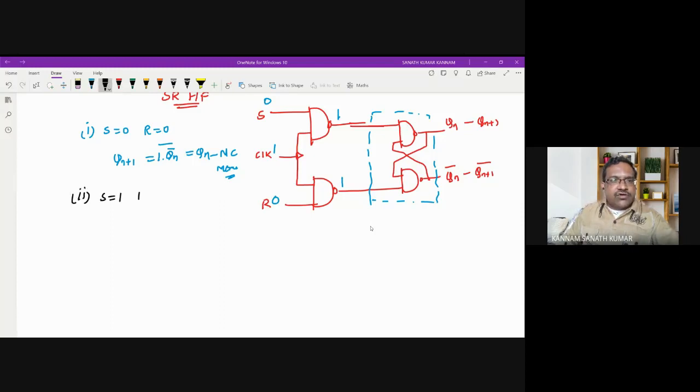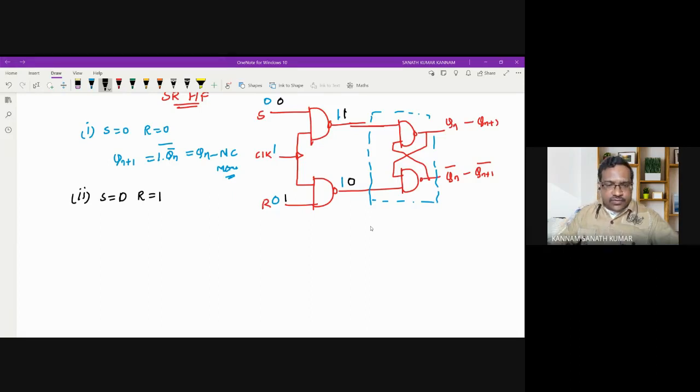S equal to 0 and R equal to 1. Okay. So S equal to 0 and R equal to 1, if you see, 0 into 1 is how much? 0. 0 bar is how much? 1 you are getting. Okay. And next 1 into 1 is 1. 1 bar is how much? 0 you are getting. So 1 0 you are getting.